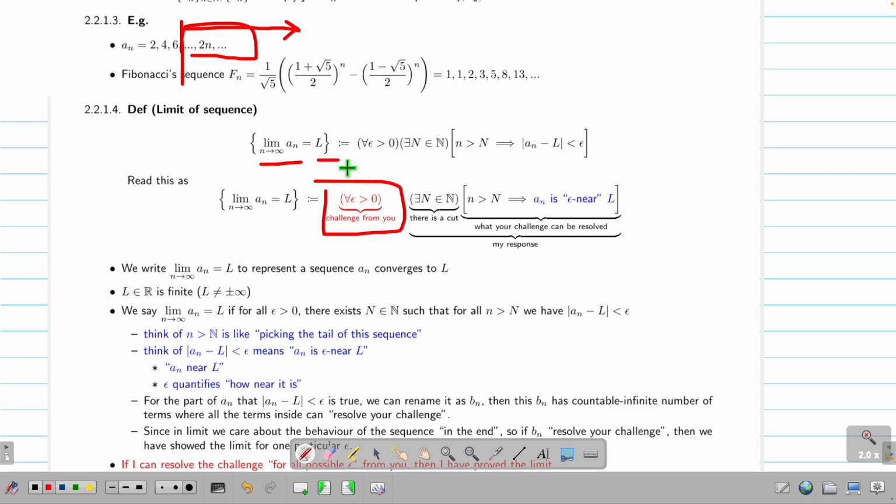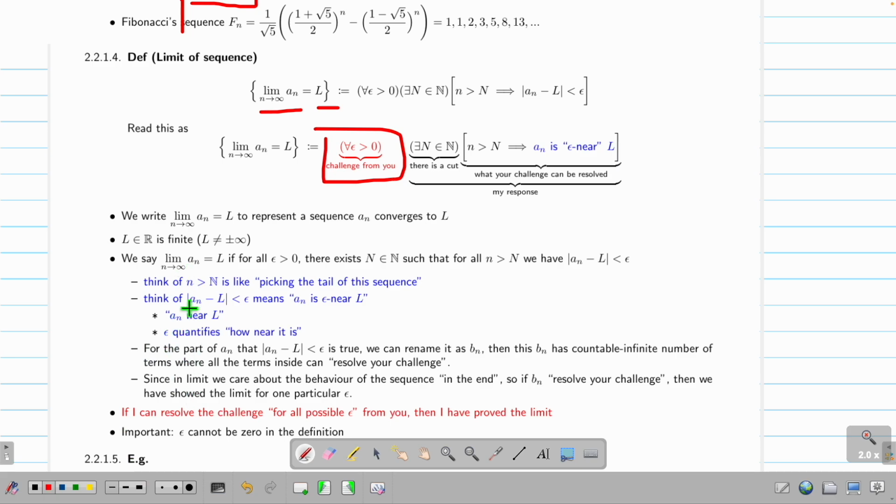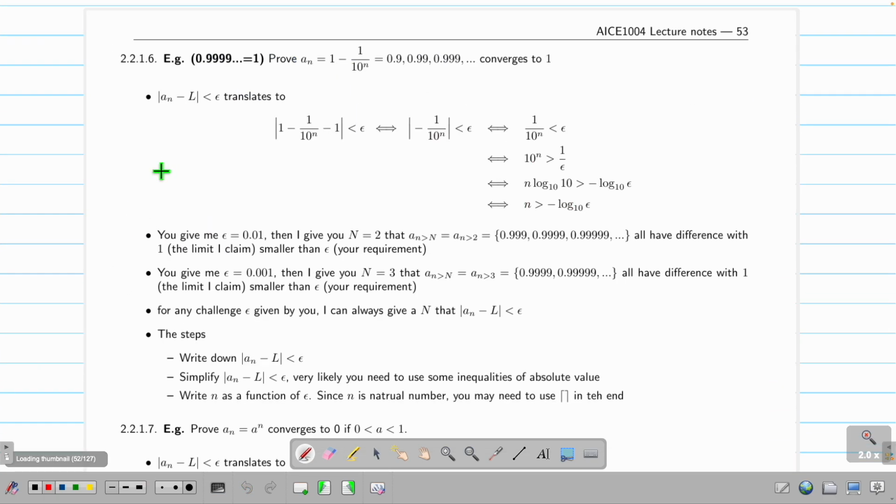You will have two people arguing with each other. They will have a countably infinite argument. One side will give countably infinitely or even uncountably infinitely many challenges. The other side basically says, okay, for whatever challenge you give me, I can always resolve it. And since I can resolve any challenge you give me, then you lose, I win. This is the idea. Okay, this bunch of things is just what I said. Read it by yourself. Let's now go into practice.